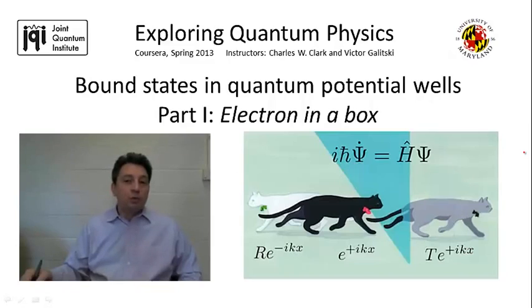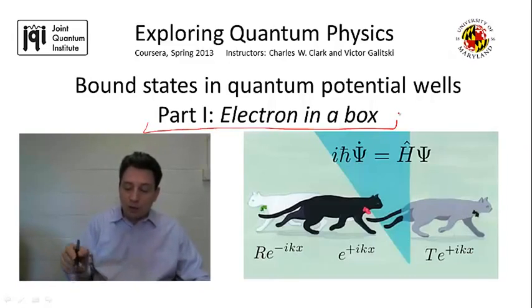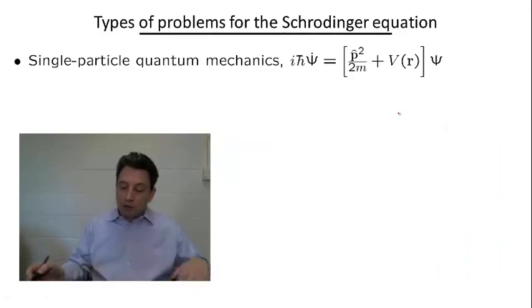But before we get to this point, we need to go over the basics. And so let me start first with the problem of electron in a box that I will define in a second. But even before that, let me just talk about what kinds of problems we can possibly study with the Schrödinger equation.